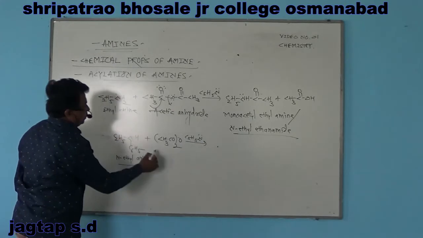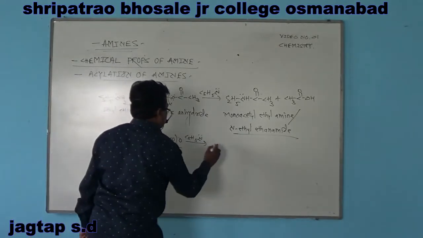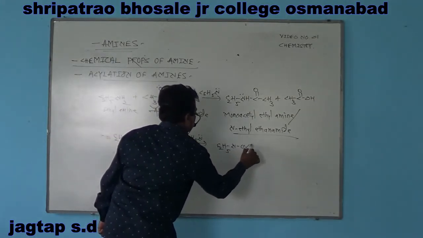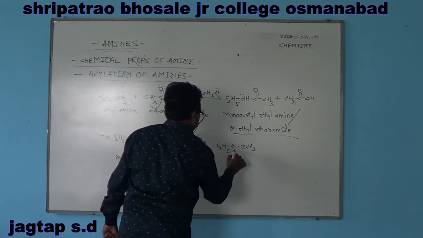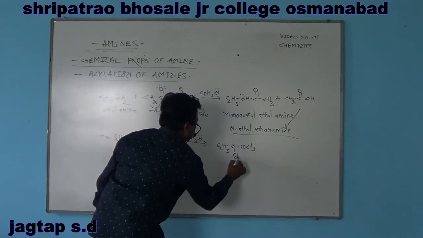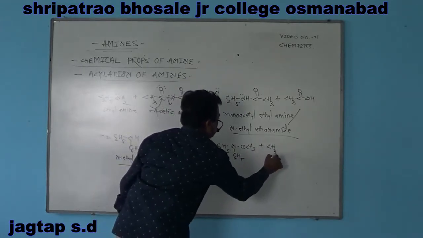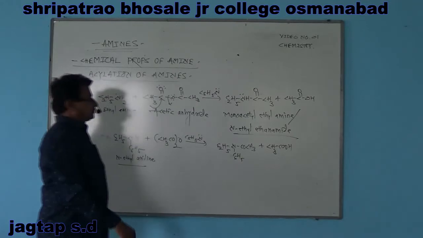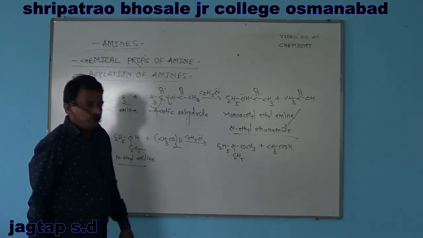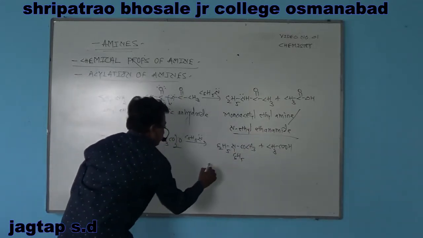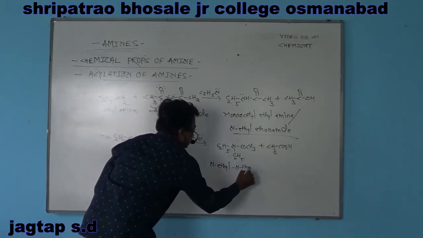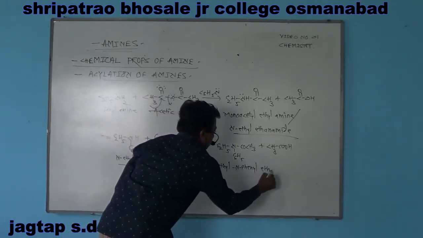Here, nitrogen donates a pair of electrons to the electron-deficient carbon and gives C2H5N-COCH3 dash C6H5, along with acetic acid. It is named N-ethyl N-phenyl ethanamide.